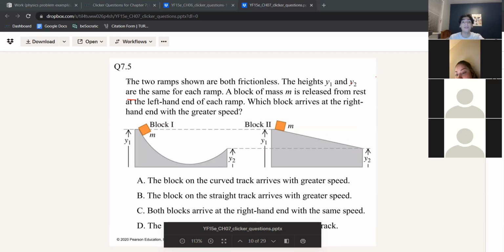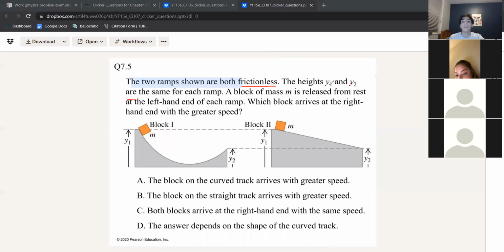All right, so the two ramps shown are both frictionless, with heights y1 and y2 for both of them. For each ramp, a block of mass m is released from rest at the left hand end of each ramp. Which block arrives at the right hand end with greater speed?